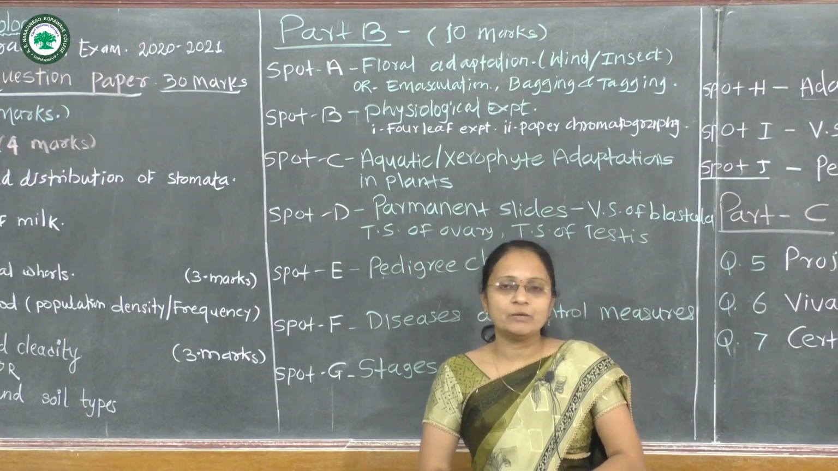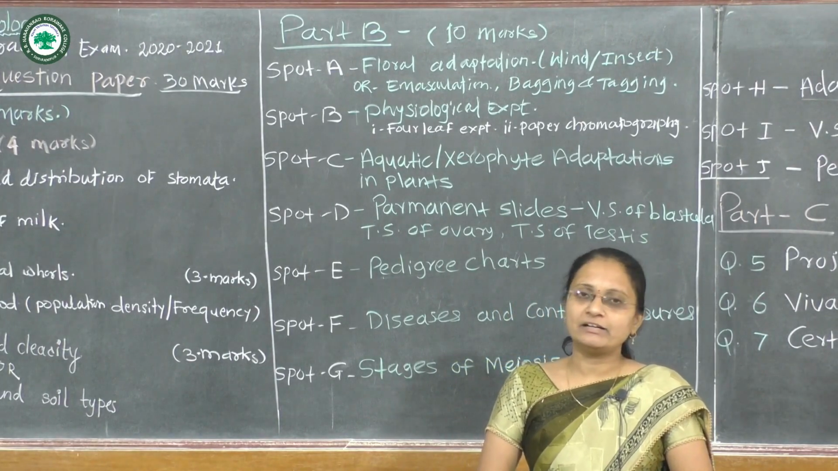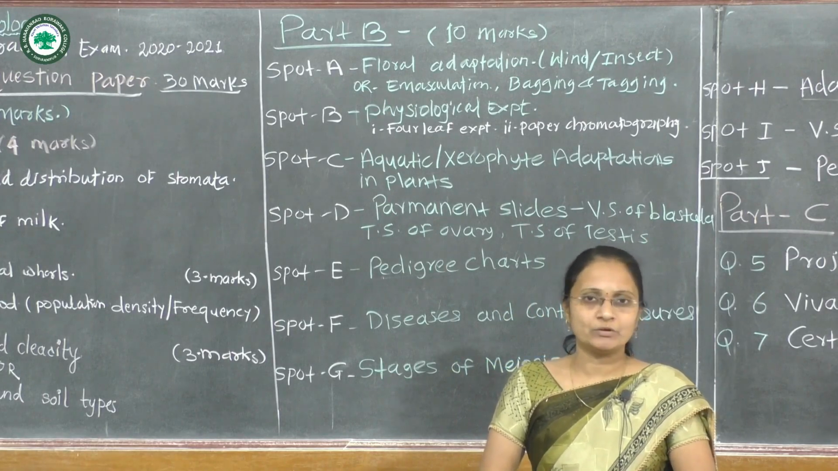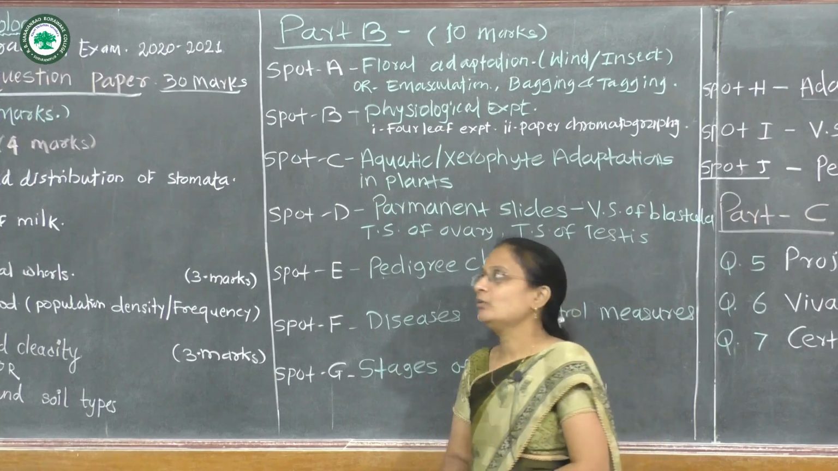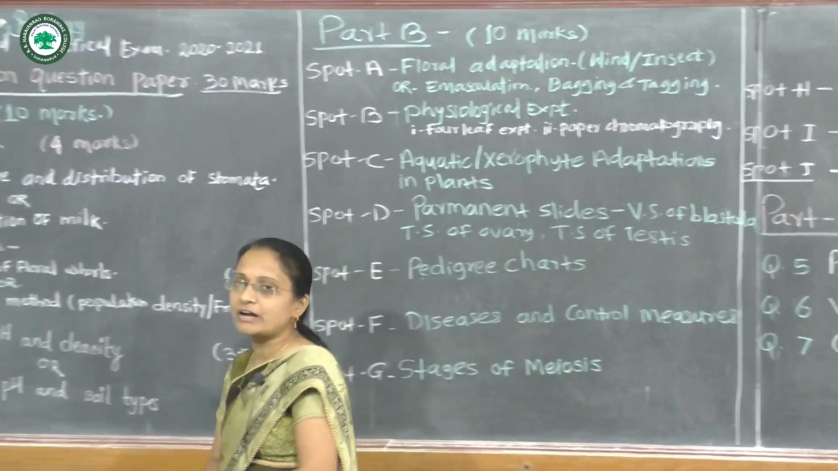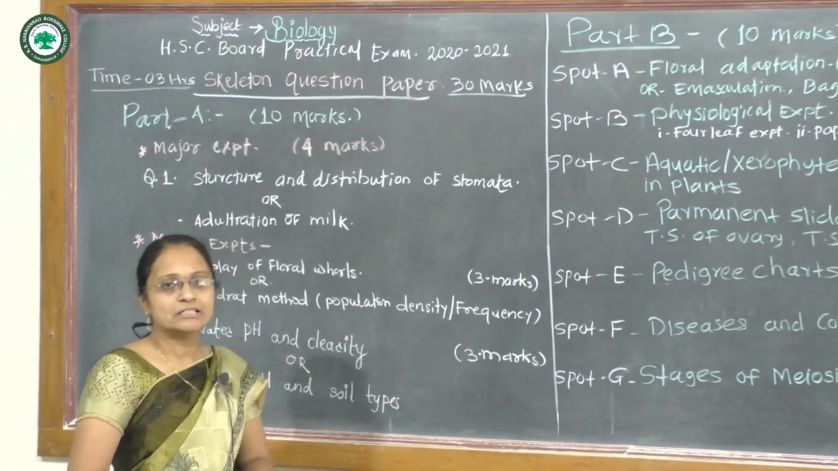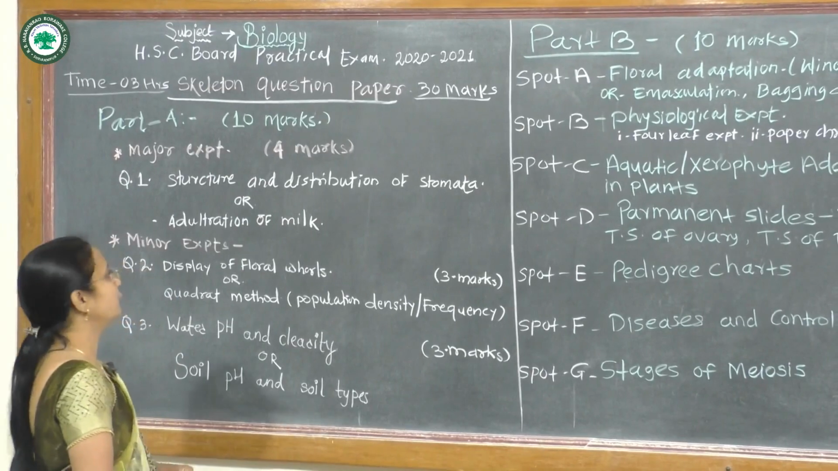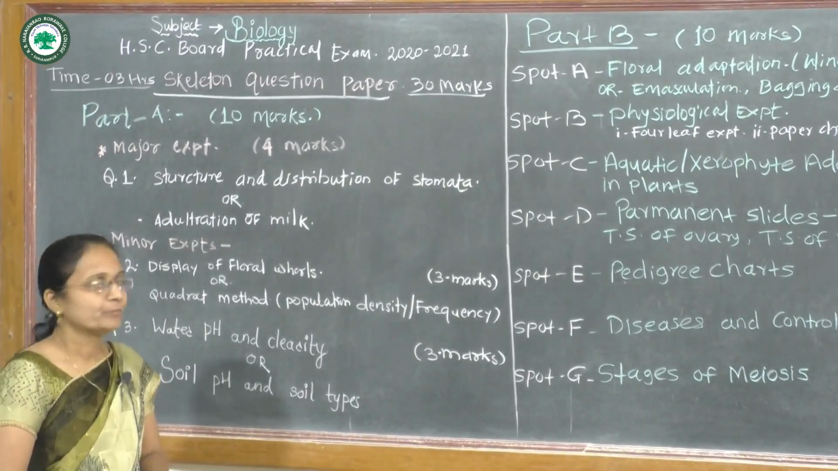The practical handbook is already available on the market. It also gives you the guideline on how to do the demonstration and the experiment in the laboratory, and the same thing we are discussing here. Now let's start with part A. This part A carries the major experiment as well as the minor experiment. The major experiment has 4 marks and the minor experiment has 3 marks.